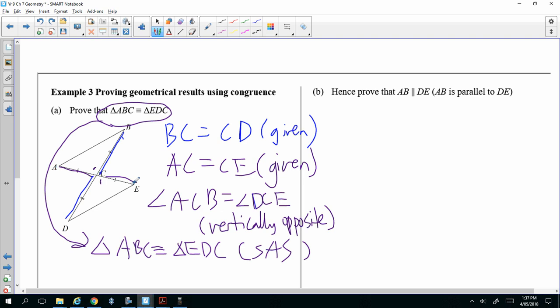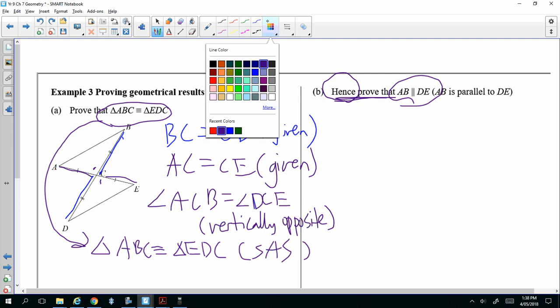We prove they're congruent, and then often in the exam question, after you prove they're congruent, there's a second question they ask you to prove, particularly when they say hence, related to part A, hence prove that AB is parallel to DE. Now, what's the test we use to prove things are parallel? How do I know if two lines are parallel?